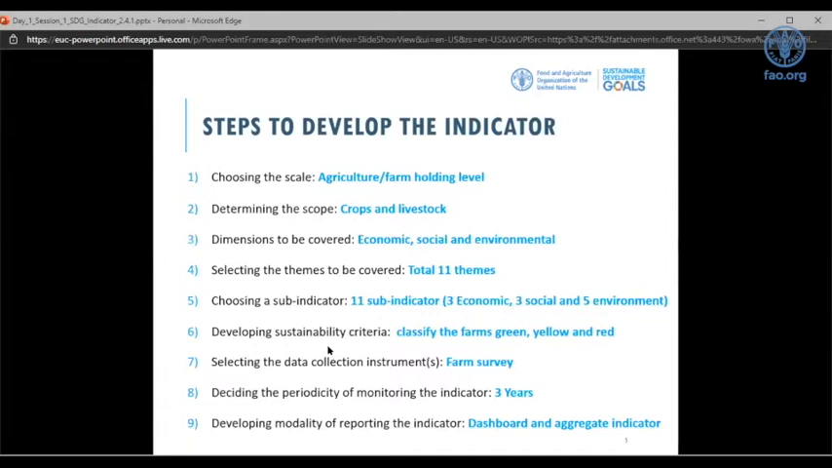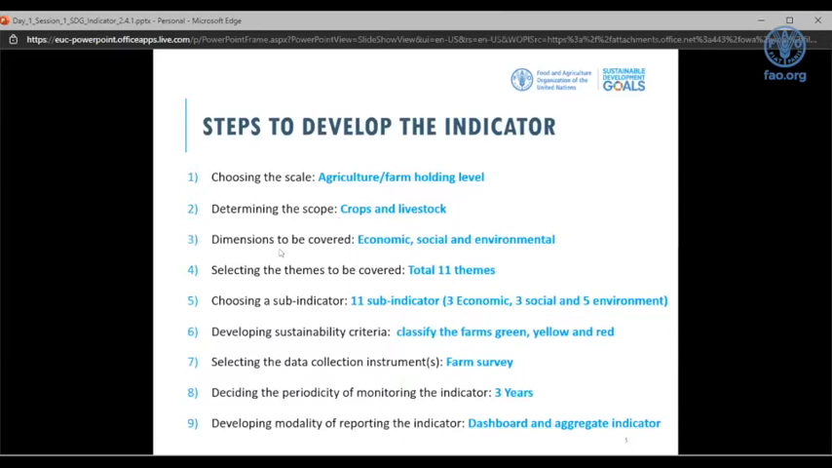Here are the sequential steps that were used in the methodological development of SDG 2.4.1. So we first discussed and chose the scale of assessment for SDG 2.4.1, and the choice made was to adopt a bottoms-up approach whereby we selected agriculture holdings or agriculture farms level sustainability that is then aggregated at a national or subnational level. We then determined the scope of activities of the holding to be covered by this indicator. And the choice made for 2.4.1 was to focus on agriculture holdings that are involved in crops and livestock production activities primarily.